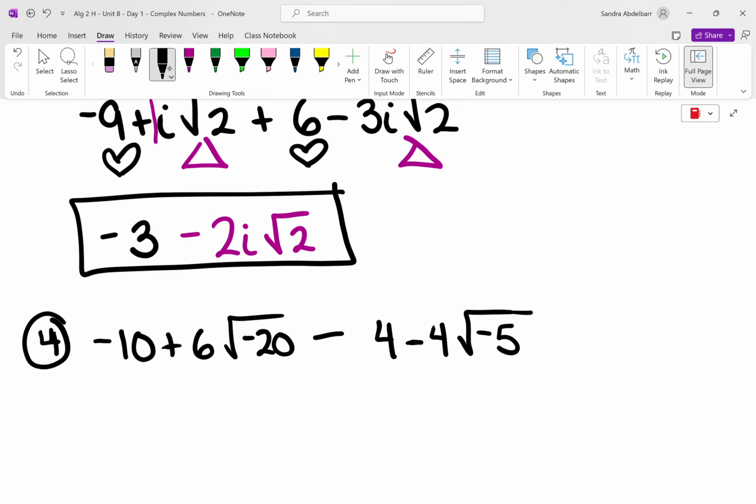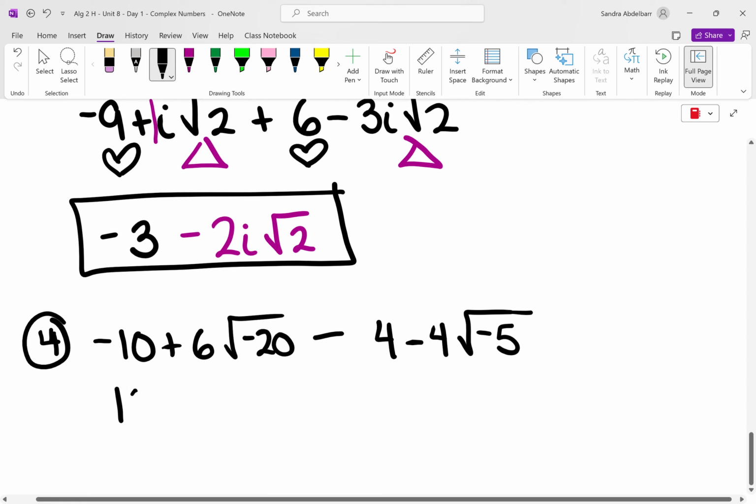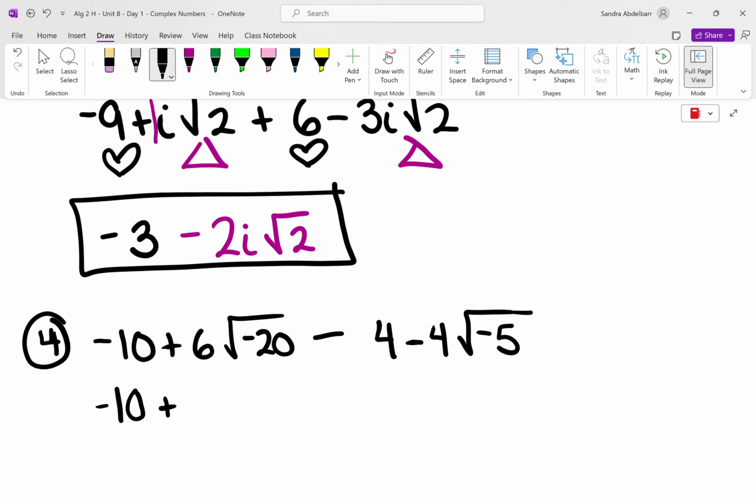Okay, so what should you have done here? First and foremost, we fix the negatives under the radical. So we have negative 10 plus 6 root negative 20. I'm going to pull out that i, but when you pull out that i, you should realize you can still simplify the 20. The 20 is 4 and 5, which is then 2 and 2. So we're going to pull out a 2. So this makes it 12i root 5.